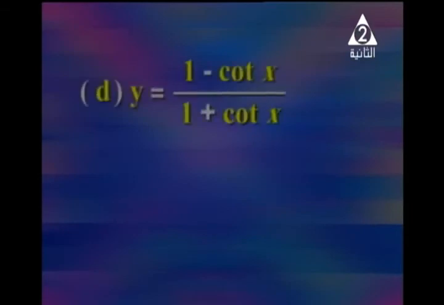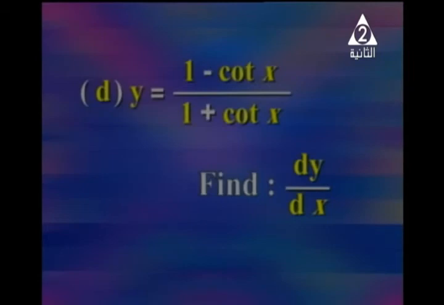If y equals 1 minus cotan x over 1 plus cotan x, what is the differentiation of y? Or find dy by dx. Remember, dear student, this example is division, or an algebraic fraction. What do you mean by algebraic fraction? Algebraic fraction means when you find y dash, denominator power 2, and denominator multiplied by the differentiation of numerator minus numerator times differentiation of denominator.